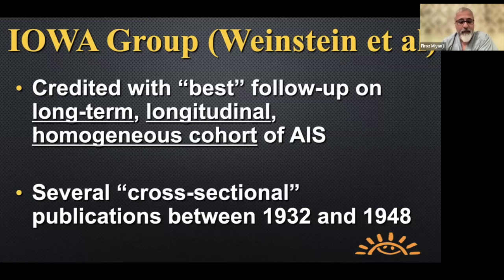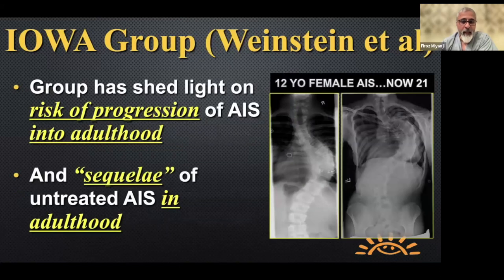They were able to really add to our understanding in our literature, and a lot of the items that we use. Stefan showed a nice chart about curve magnitude and how that might dictate what you're going to offer patients. That really comes from a lot of the work that Stu Weinstein and his group has done in Iowa. They shed light on two things. One is the actual risk of progression into adulthood.